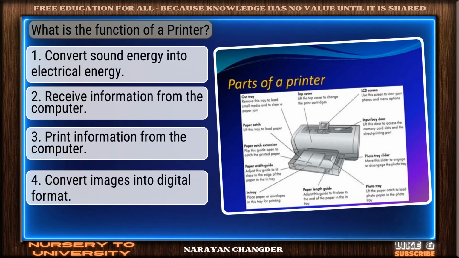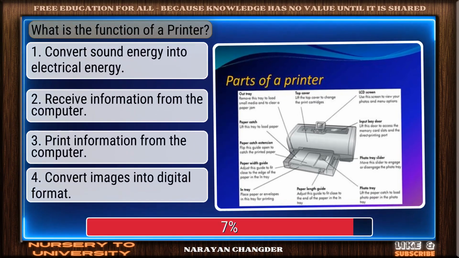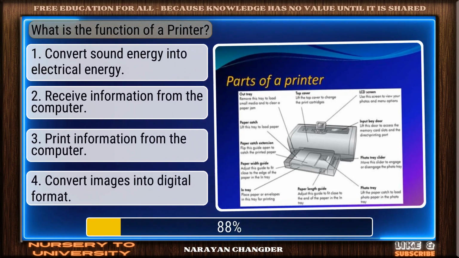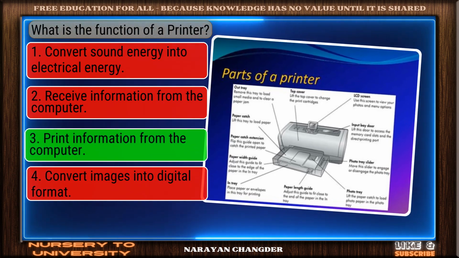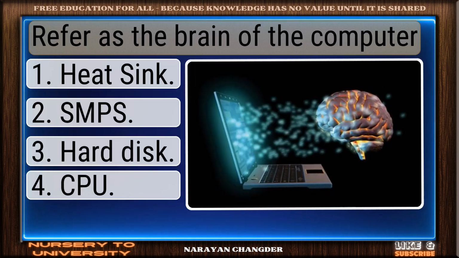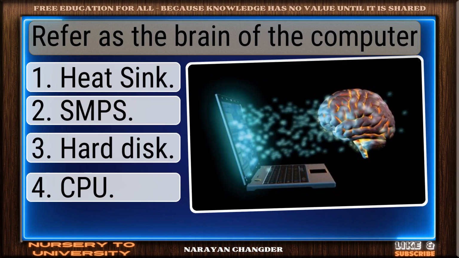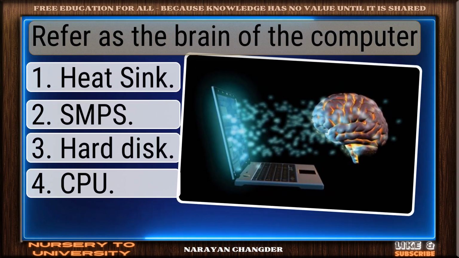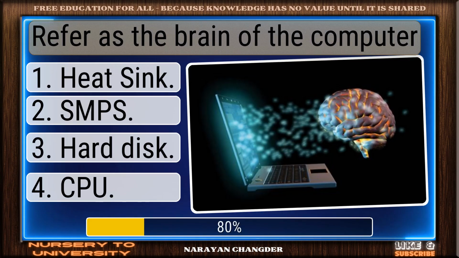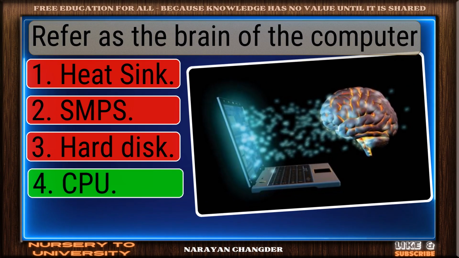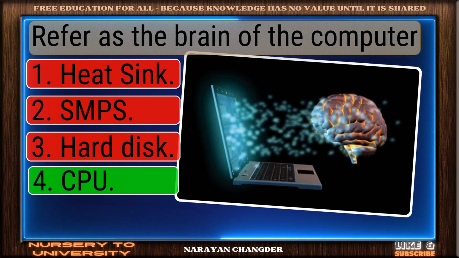Question number 35. What is the function of a printer? Right again. Print information from the computer is a valid answer. Question number 36. Refer as the brain of the computer. Strong choice. CPU is the right answer.